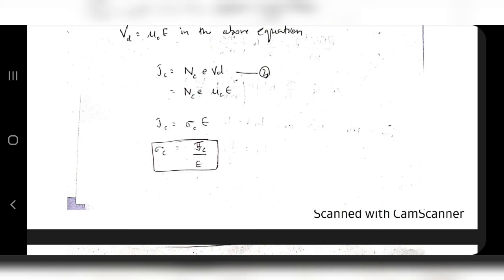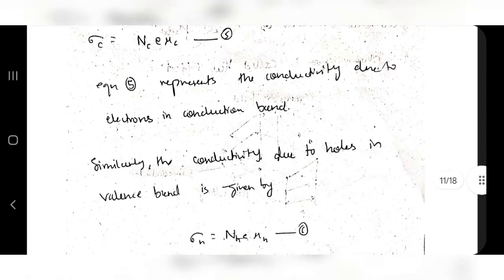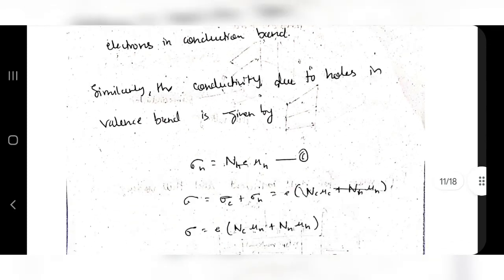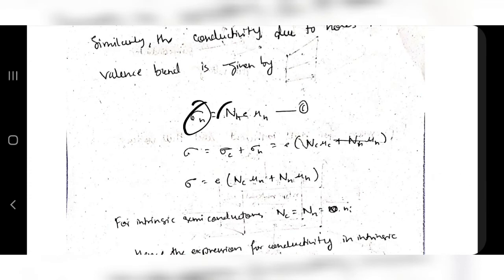So here what we can write is NcEUc is equal to Jc by E, right? So equation 5 represents the conductivity due to the electron in the conduction band. This is the final equation which we want. But this is just due to electrons, and due to holes also we have to find out. So for holes also we will do the same thing. Holes is equal to NhEUh. Okay, instead of c we will have h here.